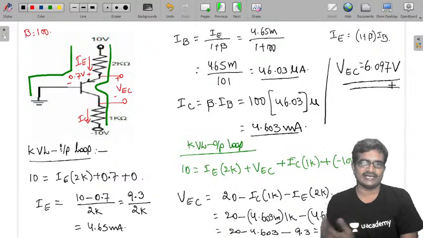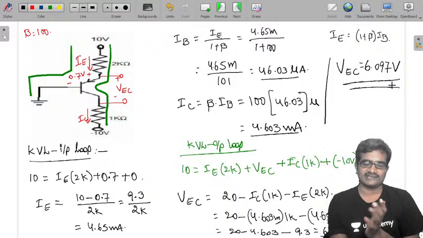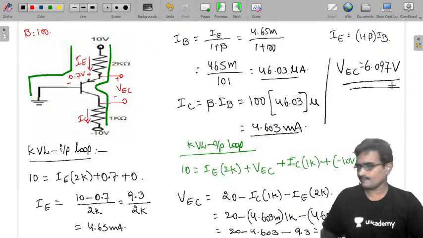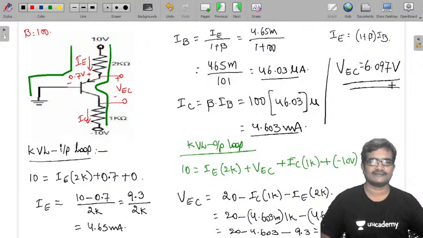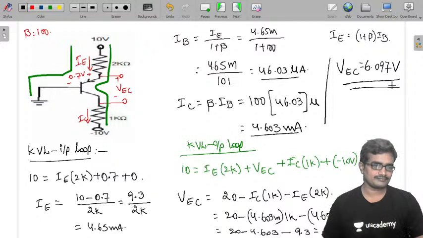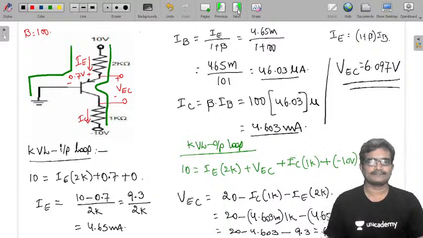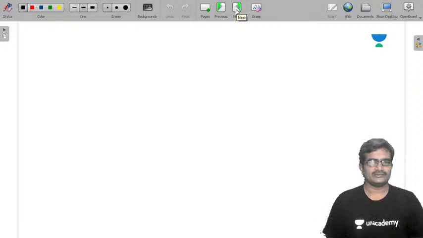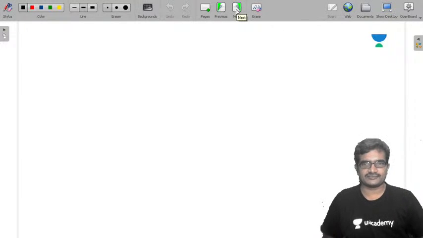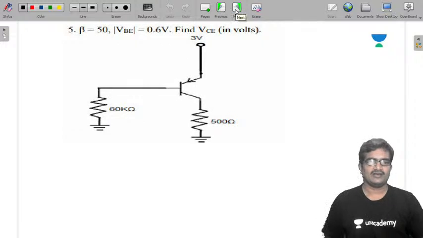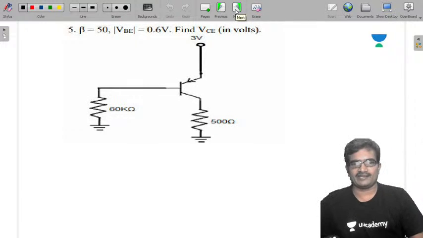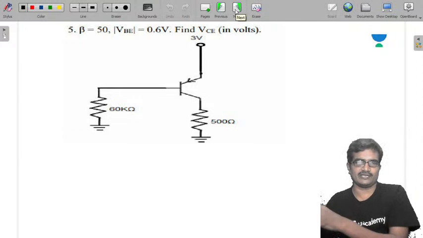Okay, so far we have done and calculated everything for NPN transistor as well as PNP transistor. Okay, next one. So next problem. Now we are going to the next one. Yeah, this is the circuit they given, PNP transistor. Already we did this type of model previously.